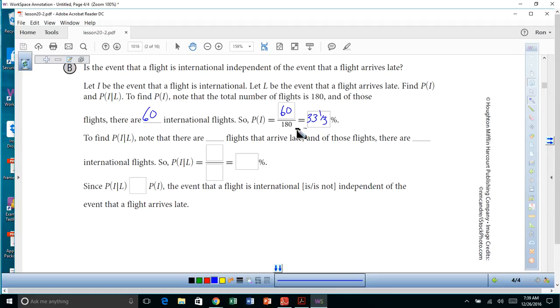To find the probability that I given L, note that there are 18 flights that arrive late, and of those flights, there are 6 international flights. So the probability of I given L is 6 over 18, which is 33 and 1/3%. Since the probability of I given L equals the probability of I, the event that a flight is international is independent of the event that a flight arrives late.